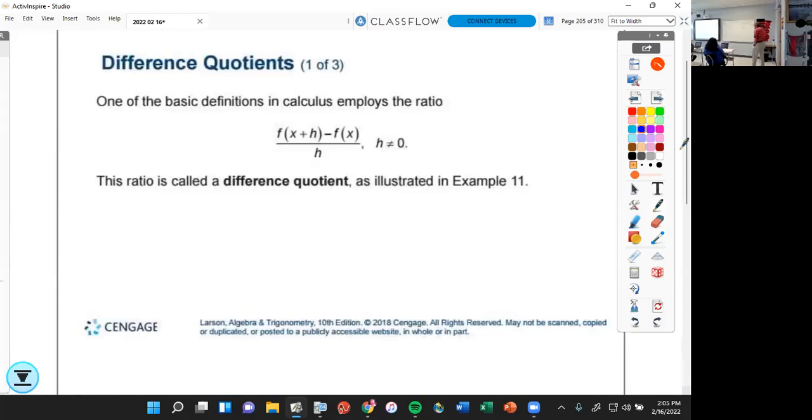Okay, the difference quotient. The difference quotient says f of x plus h minus f of x, divided by h. This actually ties into calculus. This comes into play when you're trying to determine the derivative of a function. It means nothing to y'all right now, but in calculus, this is huge. Notice it says h can't be 0. How come? Because you can't divide by 0. So make sure you know the difference quotient.